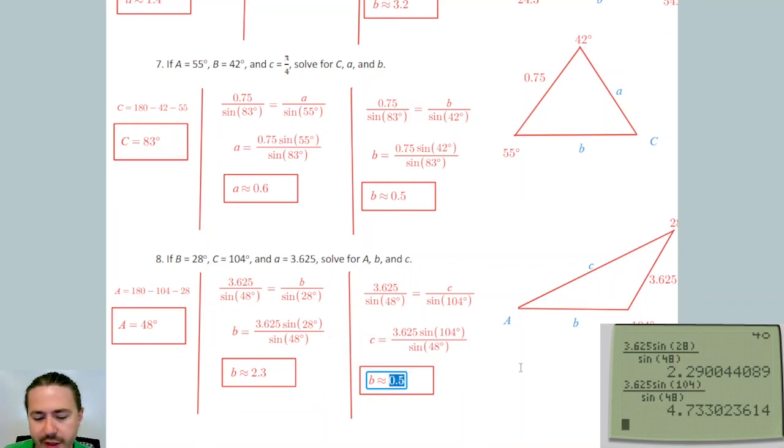Next time we will look at the infamous angle side case, otherwise known as the ambiguous case. There's a little bit more to it, and then on the following day we'll look at the law of cosines, and we'll go from there.